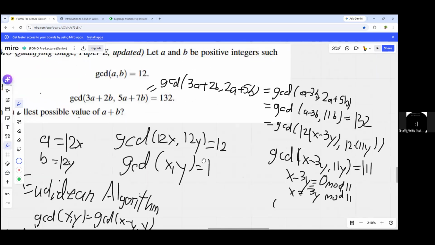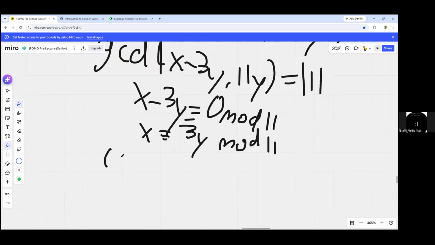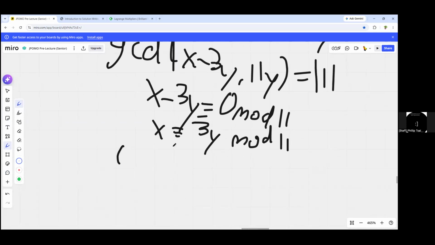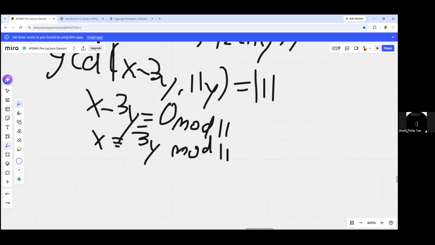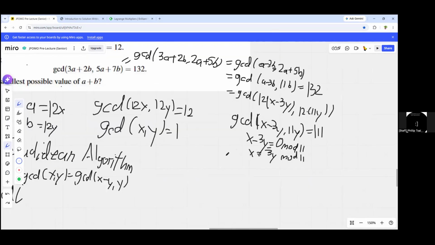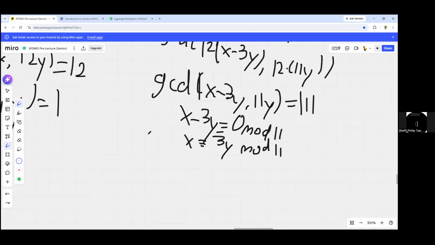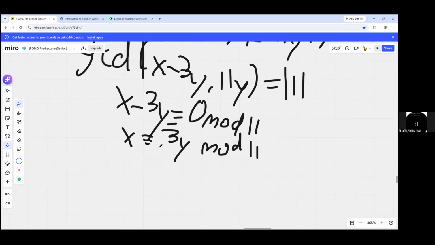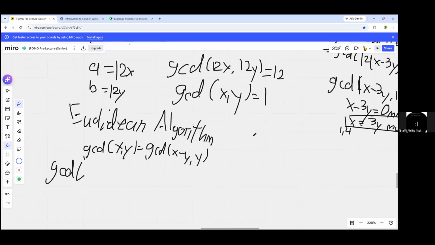For example, the thing is we also have to take note that x and y must be co-prime. That means they must not have a greatest common divisor above one as well. So in this case here, we can see that 1, 4 works.